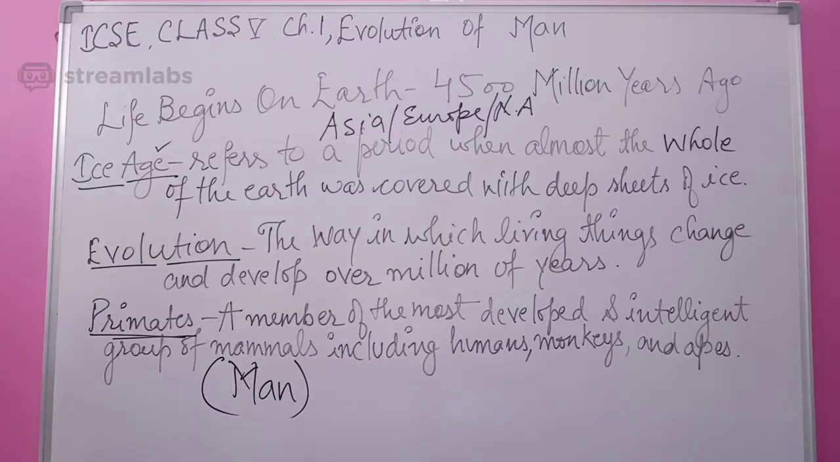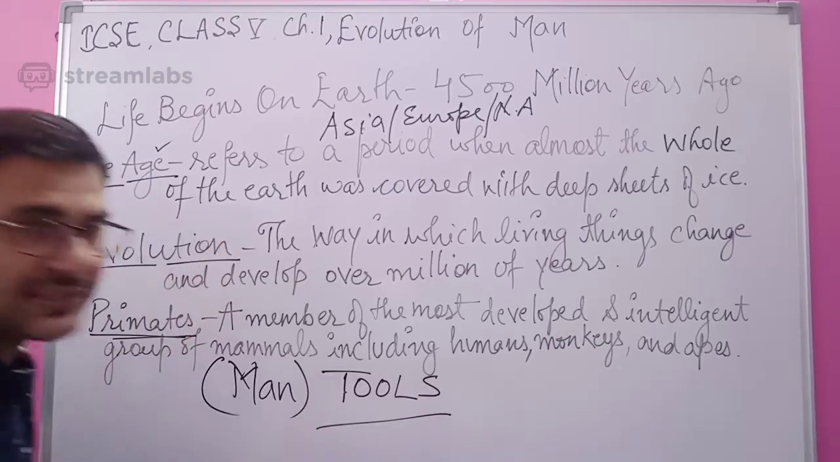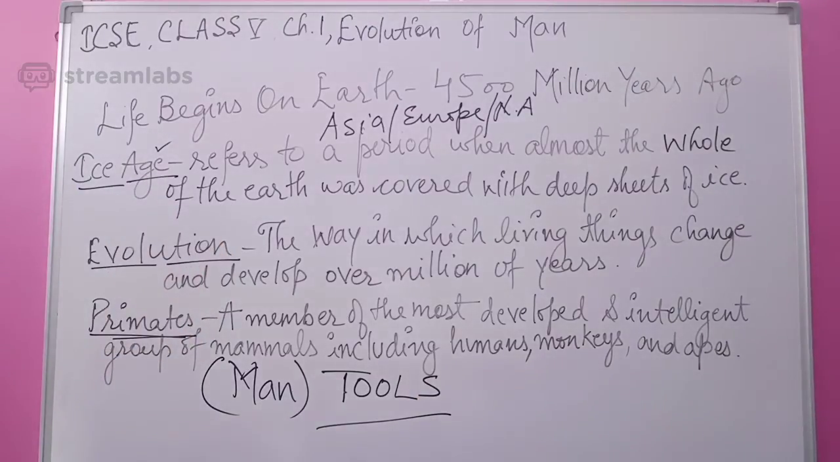Now, the human beings have learned to make tools. What is the use of tools? Simply, you can say, for your survival, you need tools. Tools mean today also, for writing, you are having a pen, pencil. For cutting your fruits or vegetables, you are having a knife. These are the tools. But at that time, the tools were not made of metal. The tools were made of stone. All the tools were made of stone itself.